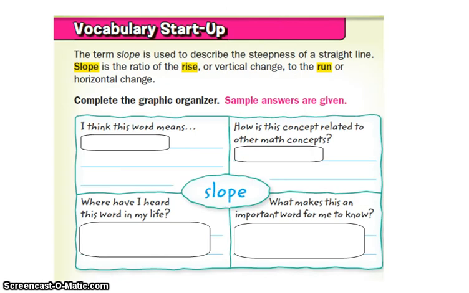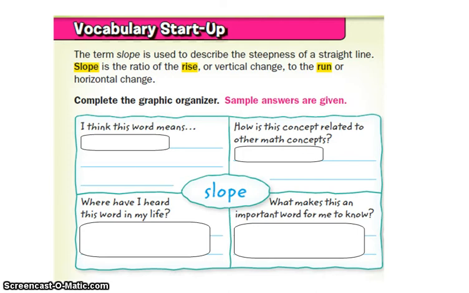All right, let's start with your vocabulary. The term slope is used to describe the steepness of a straight line. Slope is a ratio of the rise, or what we call vertical change, to the run, or the horizontal change. Okay, so what slope does, it gives us a number value for steepness.